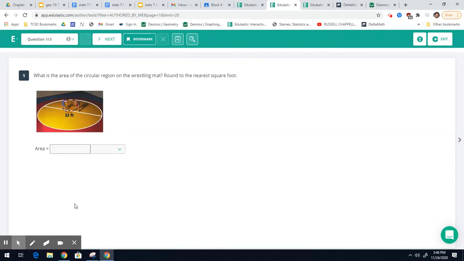All right, so I got three problems involving area of circles and sectors. It says, what is the area of the circular region on the wrestling mat, rounded to the nearest square foot? You can see that this white line signifies the diameter. So the diameter is 32 feet. To find the area of a circle, I need pi r squared. To find the radius, take half of the diameter. That's 16 feet. So your area is pi times 16 squared.